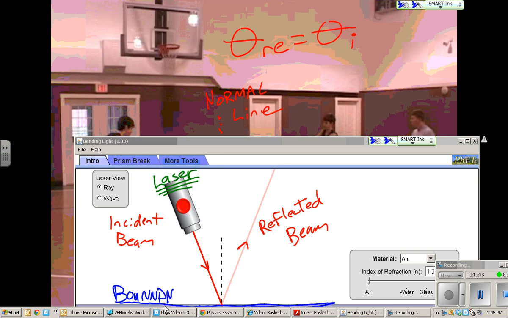Holy schmoly. That is the worst spelling anyone has ever done. I don't know what I was trying to do there. Boundary. There we go.